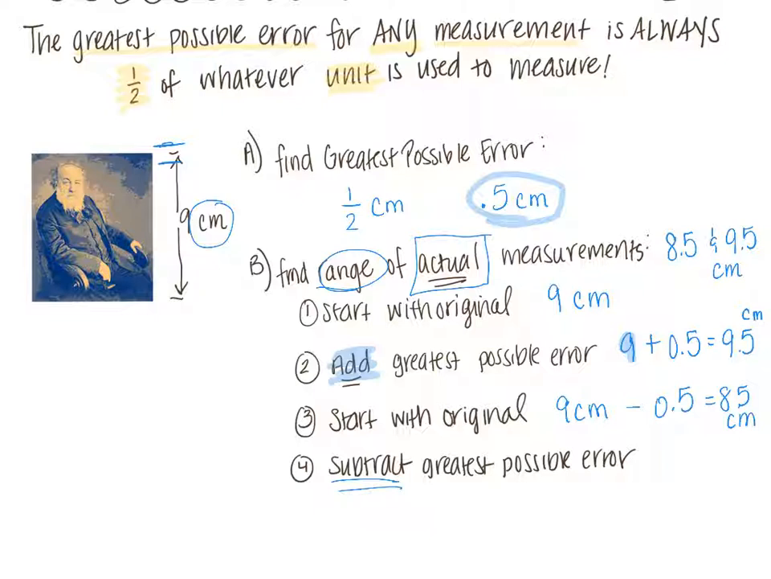So again, to find the greatest possible error, you take half of whatever unit you have. And if I ask you to find the range of actual measurements, you're going to have to add the greatest possible error to your original, and then you have to subtract the greatest possible error from your original. All right, I'd like you to do one exactly like this on your own.